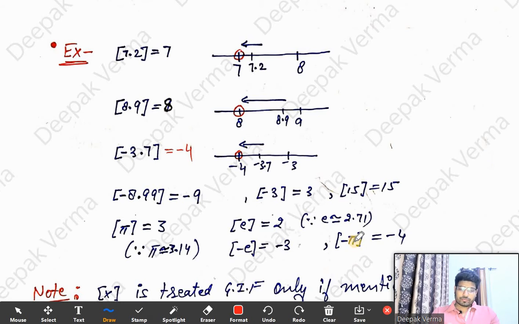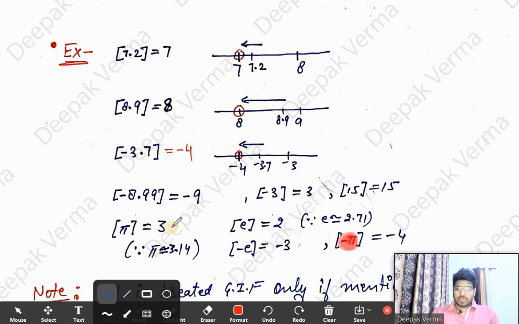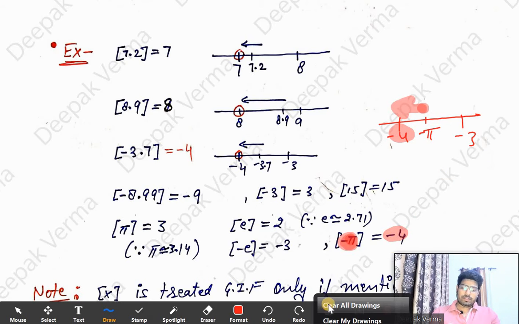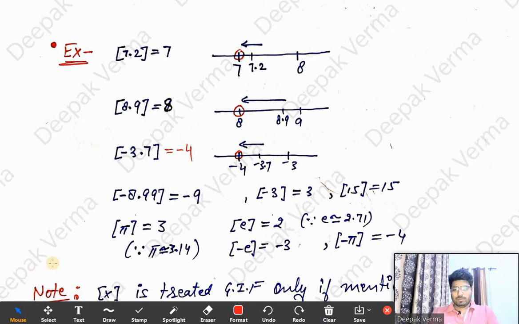Now, box minus pi, minus pi in the sense minus 3.14 something something. Again, minus pi is a value between minus 4 and minus 3. Let's suppose minus pi is here. Now we are standing here. We have to move towards the left. The very first integer that we get is minus 4. Therefore the answer is minus 4. It's quite simple. Got it? I hope it is clear.